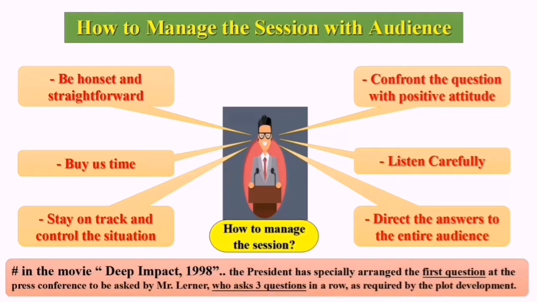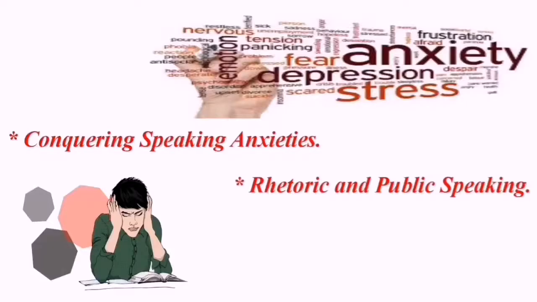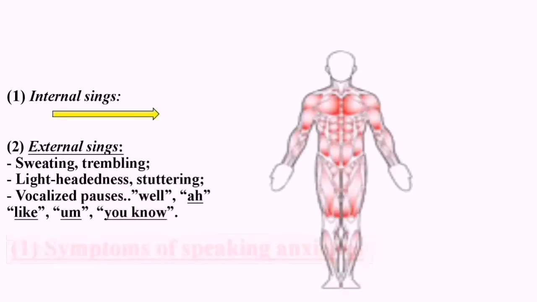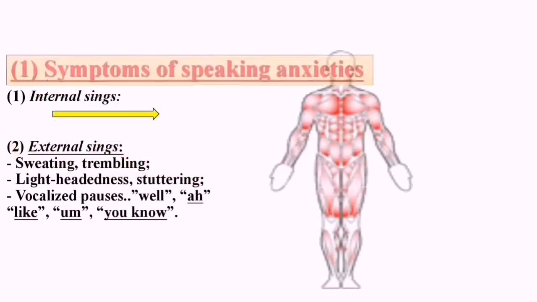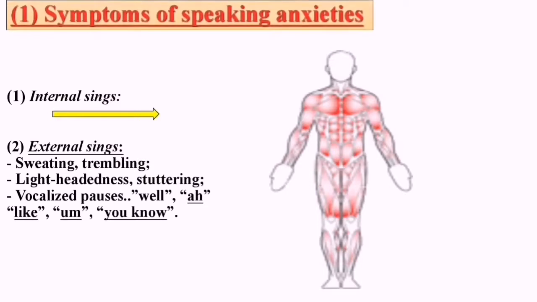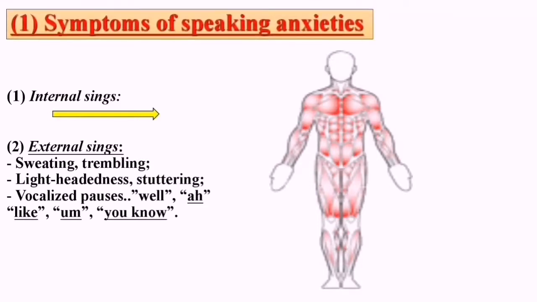Also, we have a good example in this movie, Deep Impact, from 1998 in American cinema. Now we need to know about conquering speaking anxieties, and rhetoric and public speaking. What is the relation between rhetoric and public speaking also? To conquer our anxieties in public speaking, we must know these kinds of symptoms.